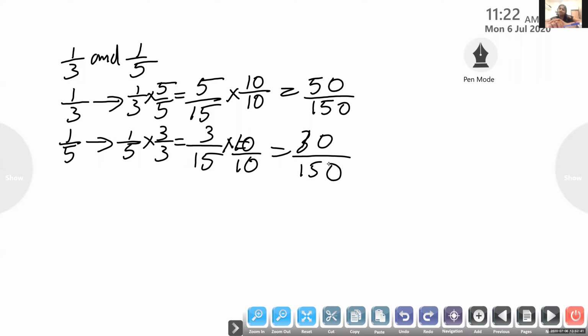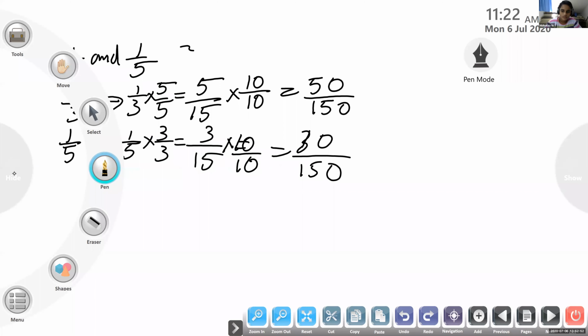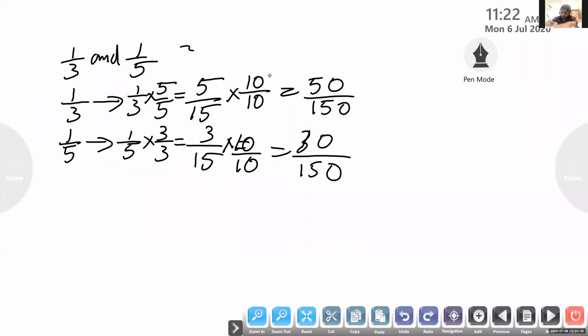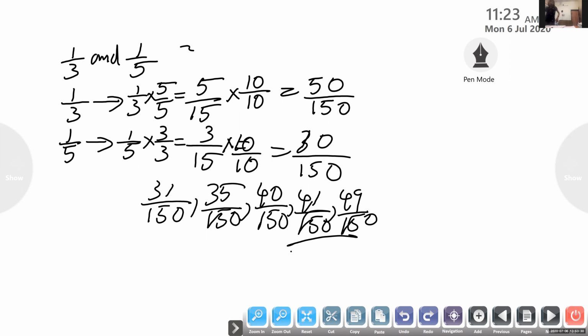Therefore, the required rational numbers are 31 by 150, 32 by 150, 40 by 150, 41 by 150, 49 by 150. You can write any of the rational numbers.